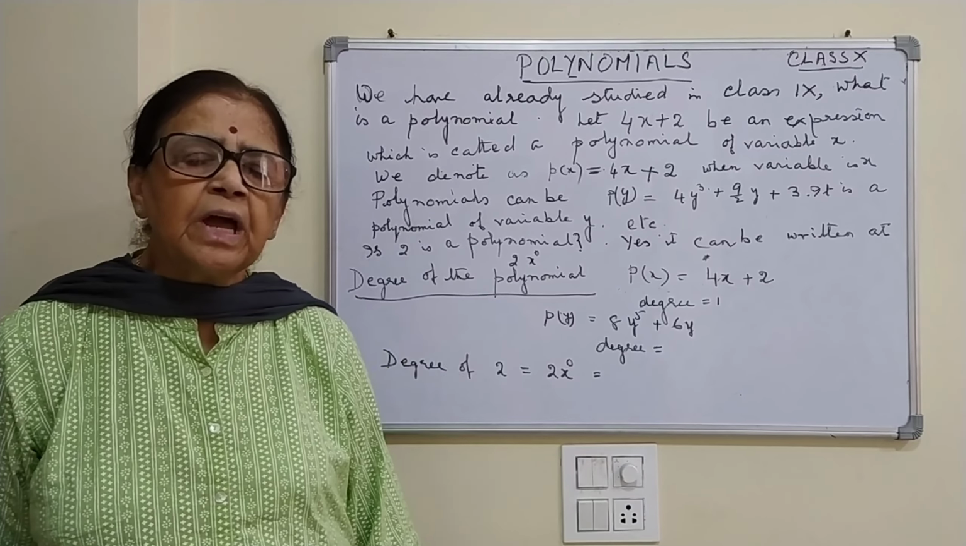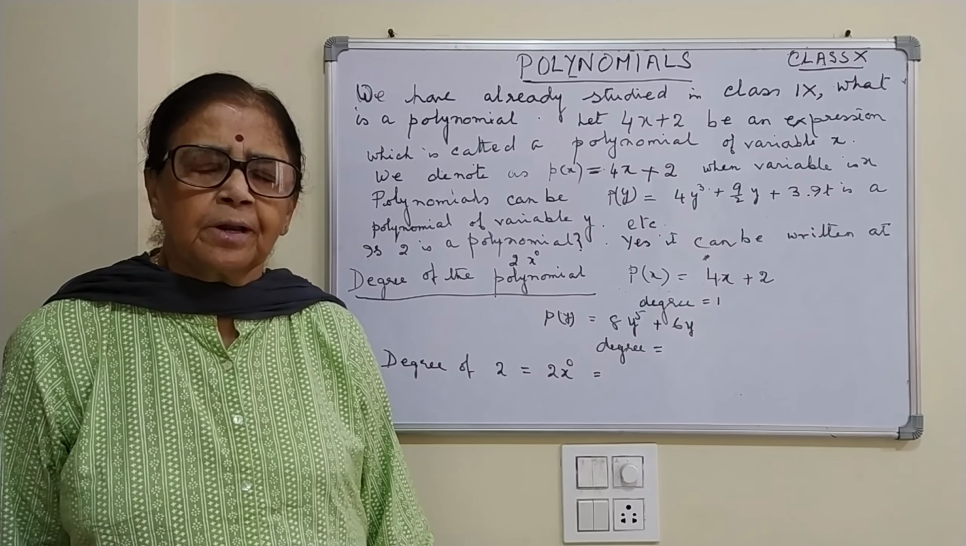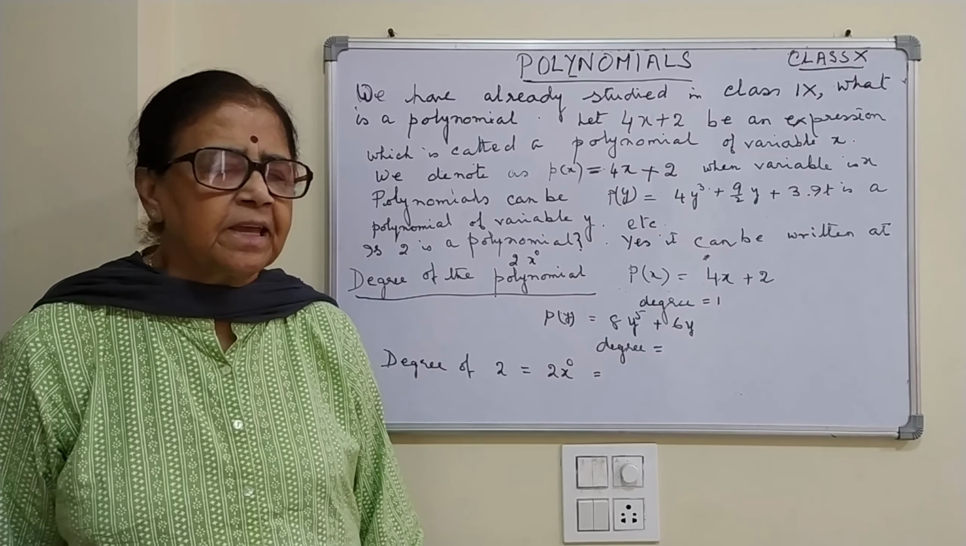Today we are going to start a new chapter for class 10, that is polynomials. We have already studied in class 9 what is a polynomial. So polynomial is an expression which has got a variable and a constant, and not always a constant. It has a variable.